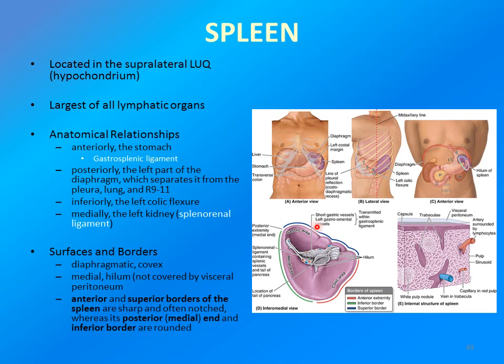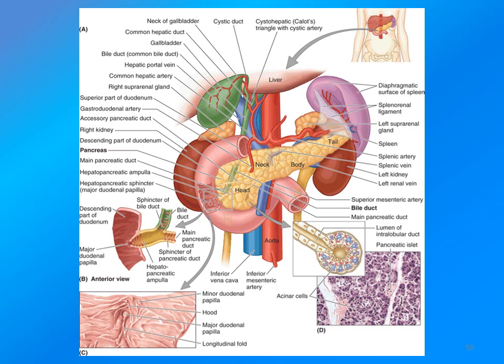It has the posterior, the anterior, and the superior borders. Okay? Some of these appear notched or rounded. Here's a picture of the spleen in the left upper quadrant, its relationship with the liver and diaphragm, the kidney, and part of the pancreas.